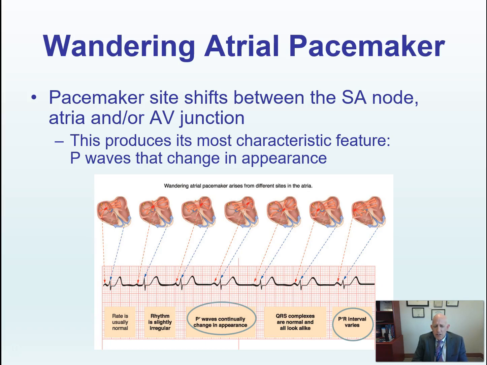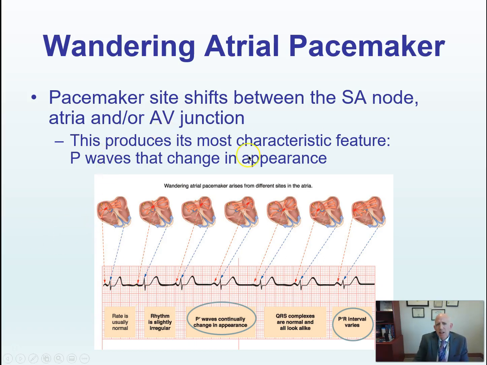Because the site of the atrial signal could be very low down in the atrium, closer to the AV node, in those cases the PR interval will be shorter because there's less distance to travel between that atrial stimulus and getting to the AV node and then the QRS. If it's up in the sinus node, it's going to be presumably your normal PR interval. So the PR interval will change along with the P waves changing in a wandering atrial pacemaker.